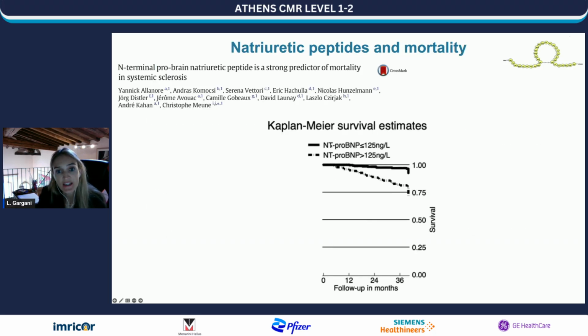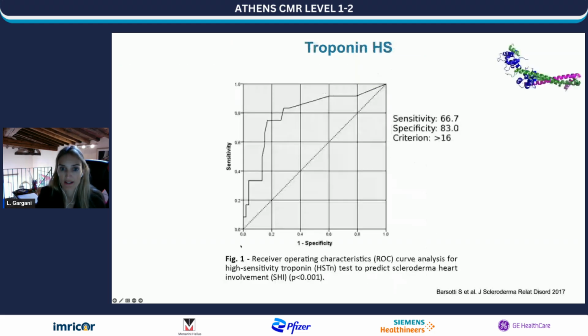And you can see here that NT-proBNP has, independently of the reason why it is increased, a very strong predictive value in mortality in patients with systemic sclerosis. So whatever the reason is why they are elevated, if you have NT-proBNP higher than 125, which is a very common cutoff and not even a very high cutoff, you have an increased risk of mortality.